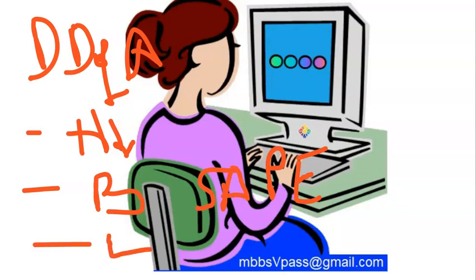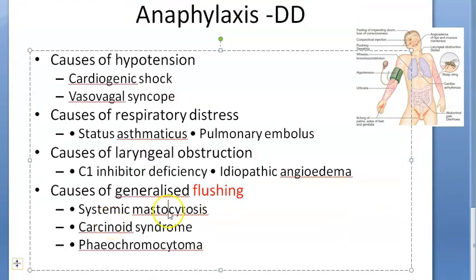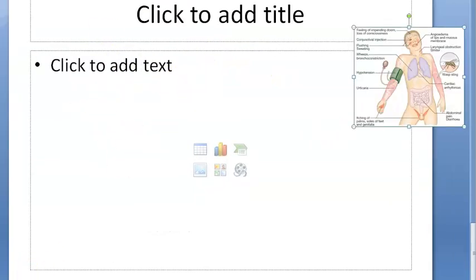Then laryngeal obstruction can happen because of some idiopathic angioedema, not the angioedema caused here. Then C1 inhibitor deficiency. Then generalized flushing can happen because of carcinoid syndrome, pheochromocytoma, and one more thing, mastocytosis. Mastocytosis, yes. So you have understood the anaphylaxis differential diagnosis. Very good. Now let's go to the next slide and learn something more.